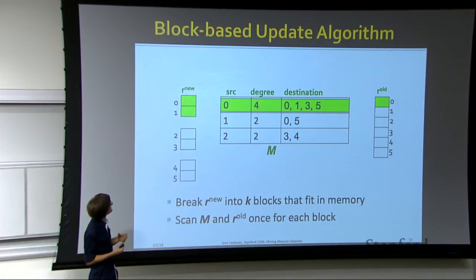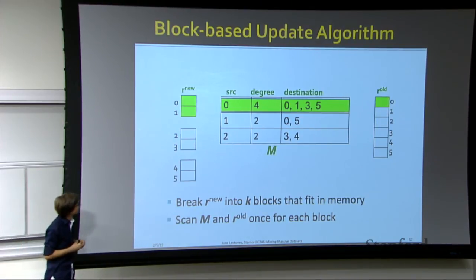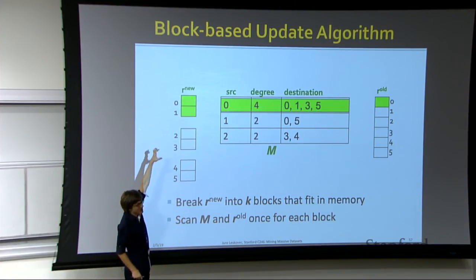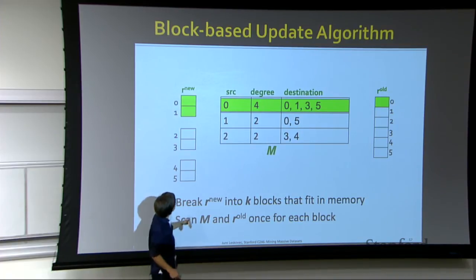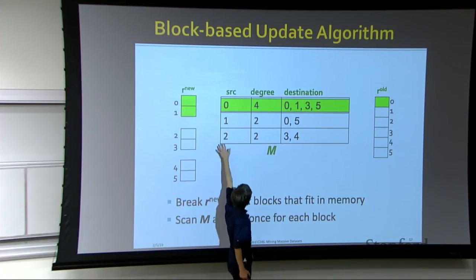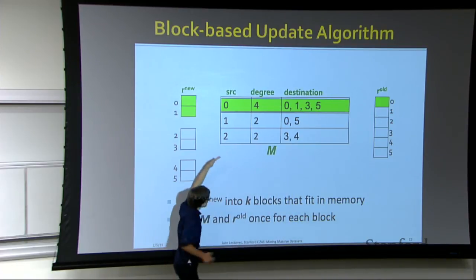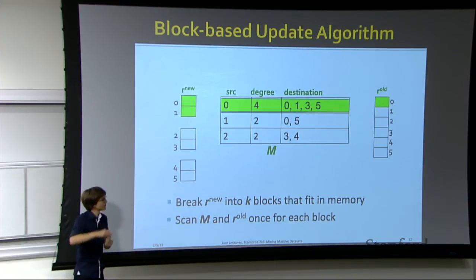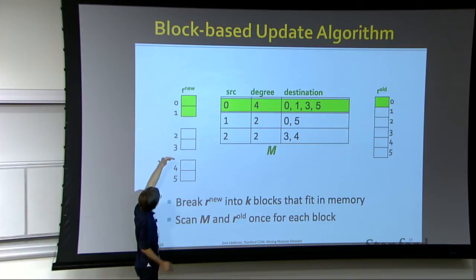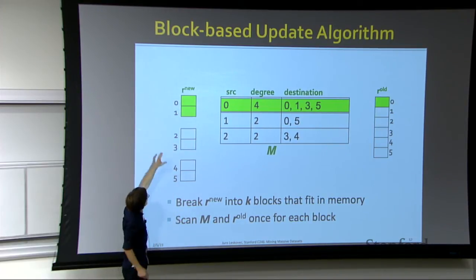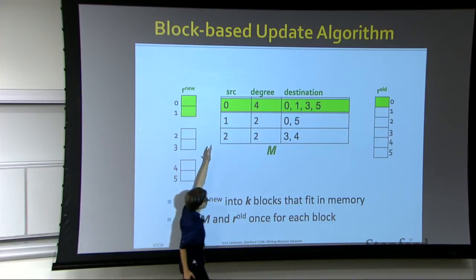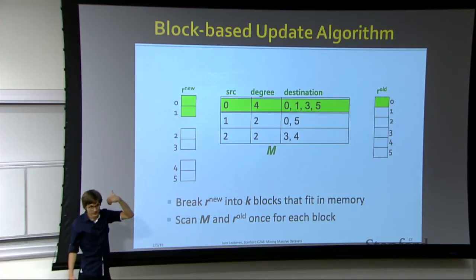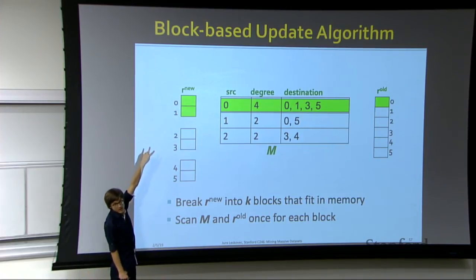One way is called block-based update. The way you could do this is you'd say, if I can only store a chunk of R new in memory, then I can scan through the matrix M, and in one pass over M and R old, I will only update 0 and 1, whatever I can store in memory, right? So basically I break my R new into blocks, and I only keep one block in memory, and then I make a pass to only update that block. And then I would flush the first block of R new on disk.